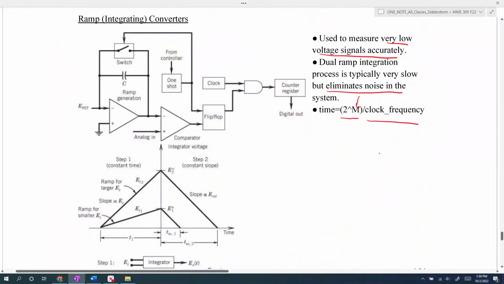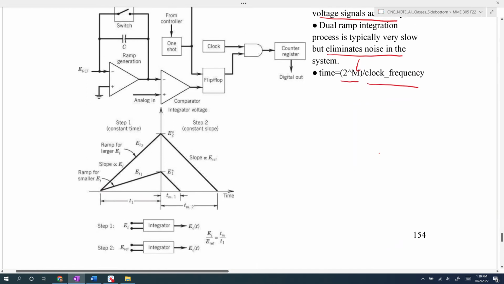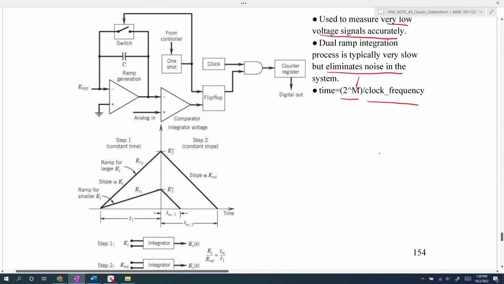You don't have to worry too much about the physics of how exactly it works, but the major thing is that it has very high accuracy. It's good for low voltage signals, but it's going to be pretty slow most of the time.